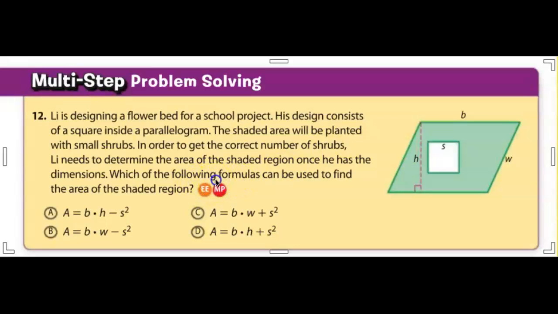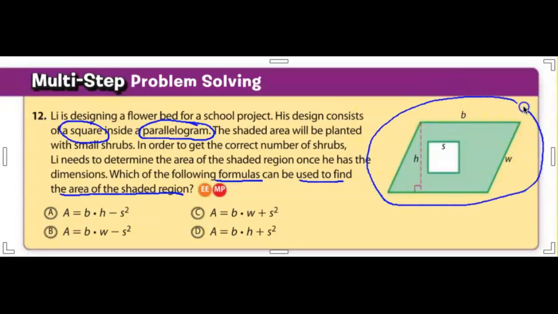Okay, so we're looking for formulas used to find the area of the shaded region. And so what would be something that would be an important piece of information for us to circle? Go ahead and do that, please. Okay, the word square and the word parallelogram are important things for us to circle here, as well as really, honestly, the whole picture over here is an important thing to look at.